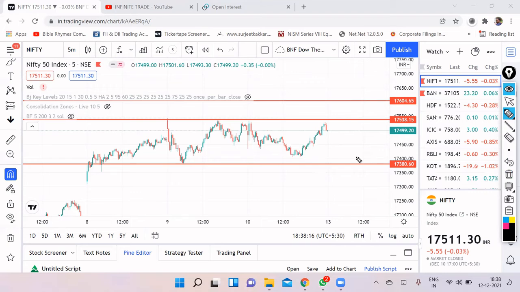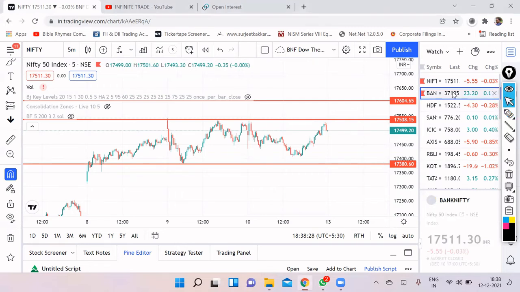So I spoke about flat opening, I spoke about gap down, I spoke about gap up. So where we will buy call and where we will buy put is something which we have discussed. Now let's quickly look at Bank Nifty.